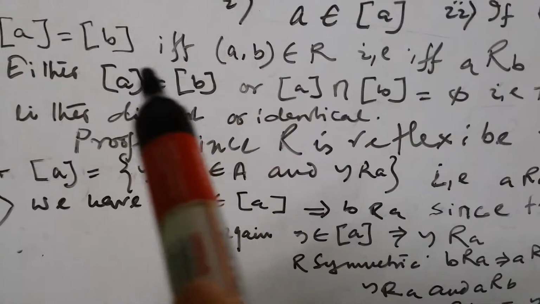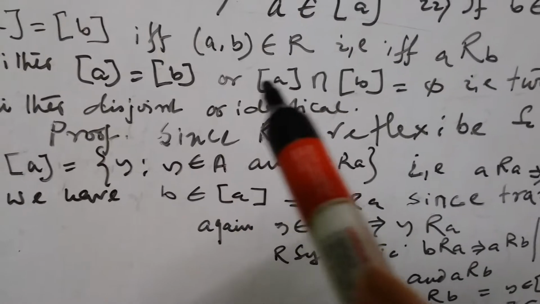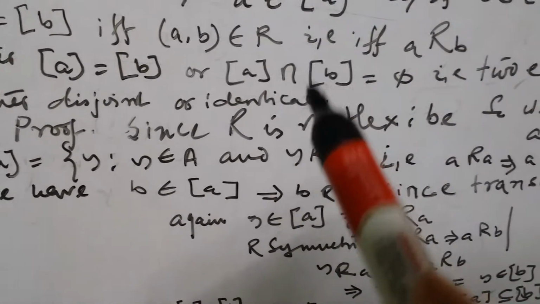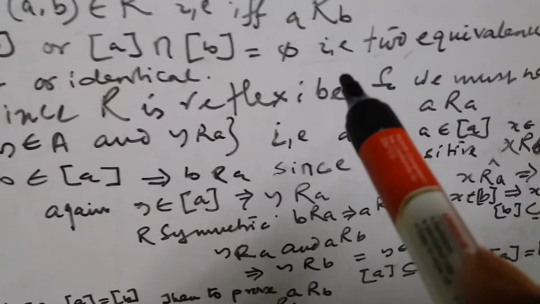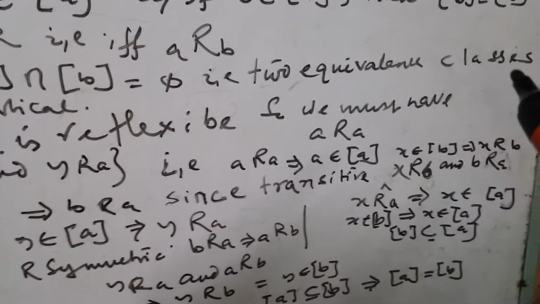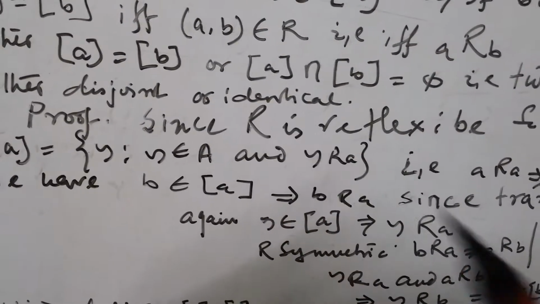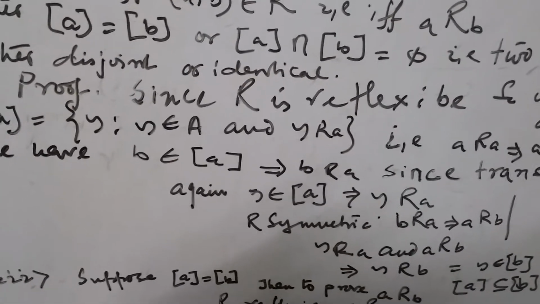Number 4, either [a] is equal to [b], or [a] intersection [b] is equal to phi. It means two equivalence classes are either disjoint or identical. We have to prove these. Number 1 is very easy.